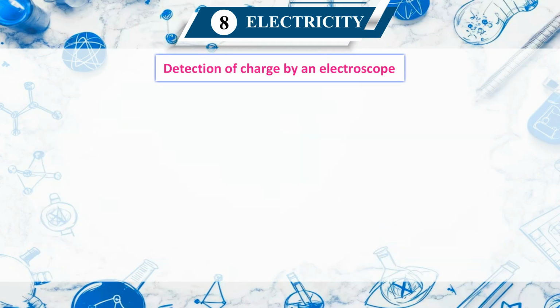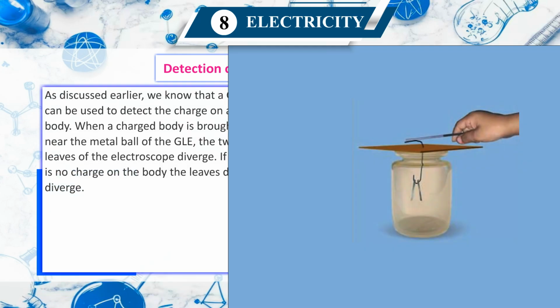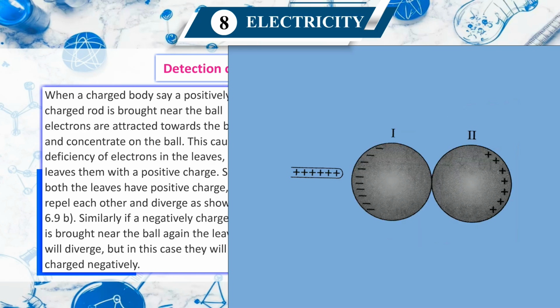Detecting of charge by an electroscope. As discussed earlier, we know that a GLE can be used to detect charge on a body. When a charged body is brought near the metal ball of the GLE, the two gold leaves of the electroscope diverge. If there is no charge on the body, the leaves do not diverge. When a charged body, say a positively charged rod, is brought near the ball, electrons are attracted towards the ball and concentrate on the ball.